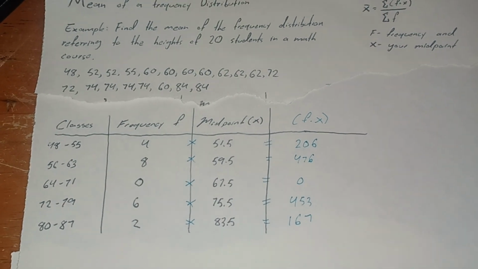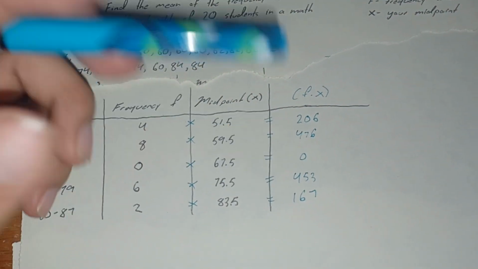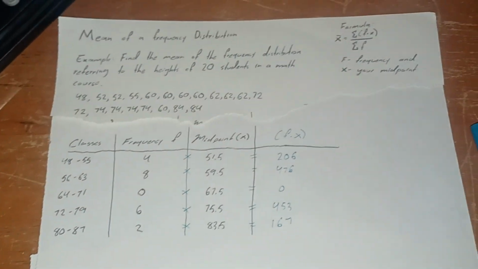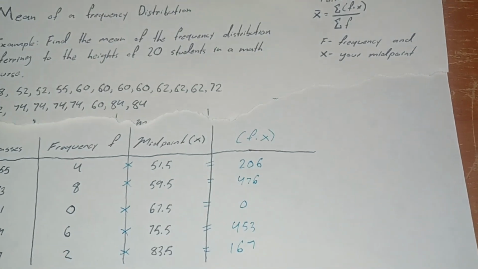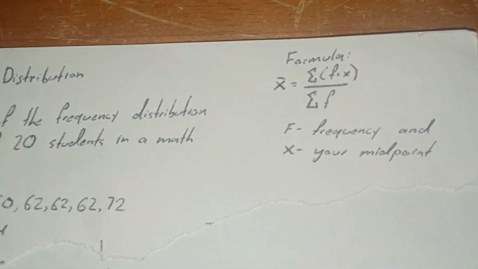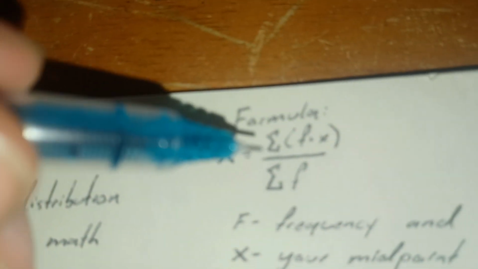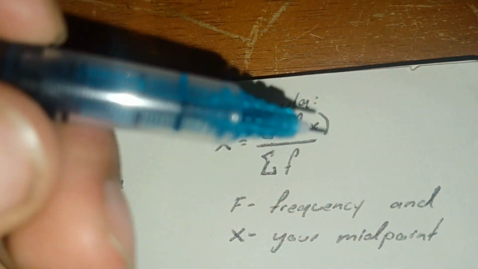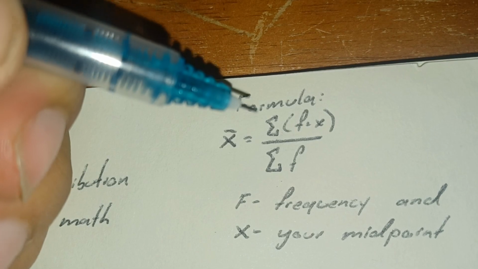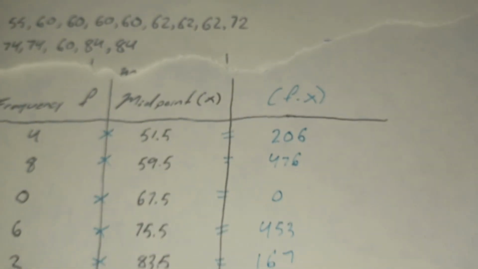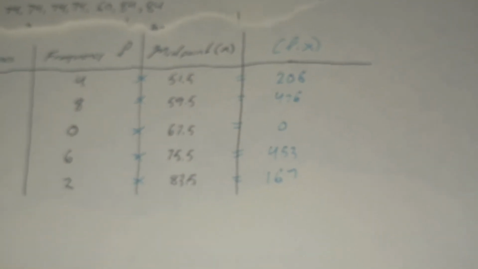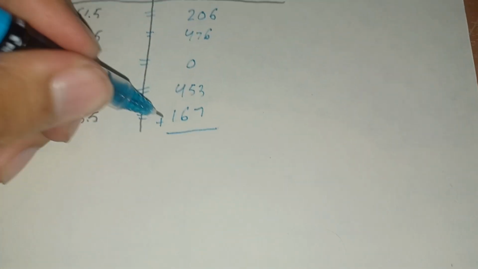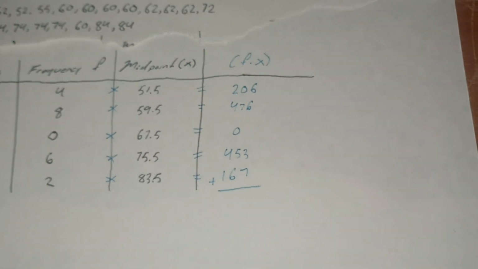Okay, so this is what we should have gotten for the multiplication of f times x. We're going to go back to the formula and see what else it wants from us. Go back to the numerator, the sum of f times x. It doesn't just want f times x, it wants the sum of f times x. So we're going back to our f times x column, and we're going to add all of these values together to get the sum of f times x.